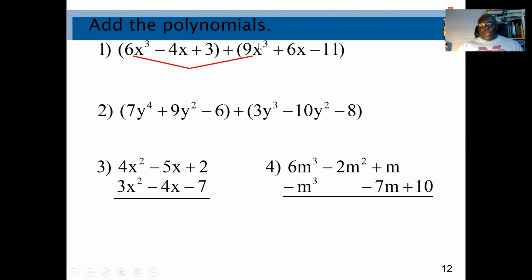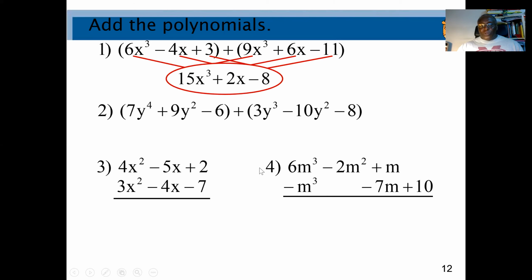Okay, we have two like terms, x cubed and x cubed. So we get 15x cubed. We have x, oh yeah, we have another x. So we get minus 4x plus 6x. They are the same term. So that will give us plus 2x. We have two constant values, plus 3 minus 11. So that will give us minus 8. So again, addition, combining the like terms.